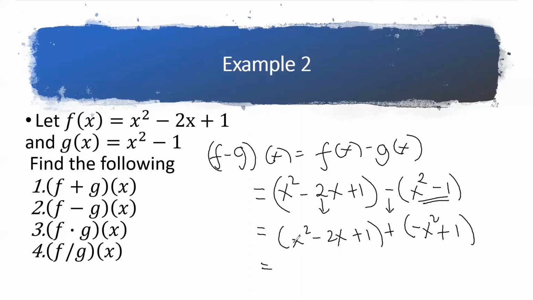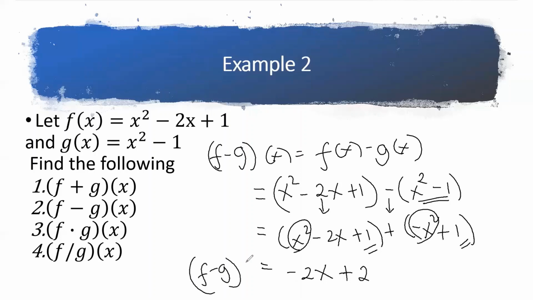Now combine like terms. So we have like terms here again, x squared and the x squared. Same with 1 and 1, the constant. So x squared plus negative x squared, that is 0. So no need to write if that is 0. So just copy negative 2x. 1 plus 1 is equal to 2. Now, so the f minus g of x is equal to negative 2x plus 2.